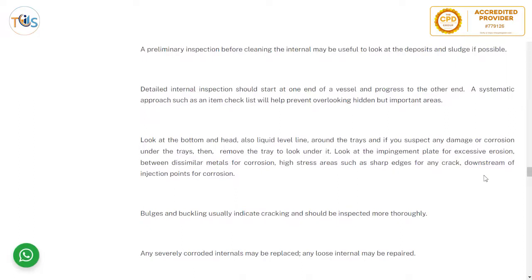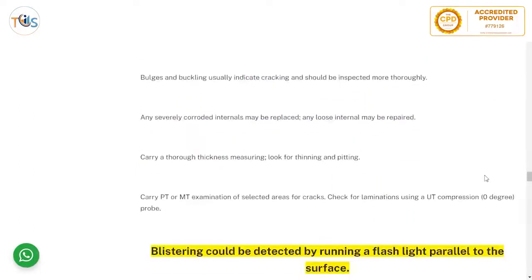Detailed internal inspections should start at one end of the vessel and progress to the other end. A systematic approach, such as an item checklist, will help prevent overlooking hidden but important areas. Look at the bottom and head, also liquid level line around the trays. And if you suspect any damage or corrosion under the trays, then remove the tray to look under it. Look at the impingement place for excessive erosion, between dissimilar metals for corrosion, high stress areas such as sharp edges or for any crack, and downstream of injection points for corrosion.